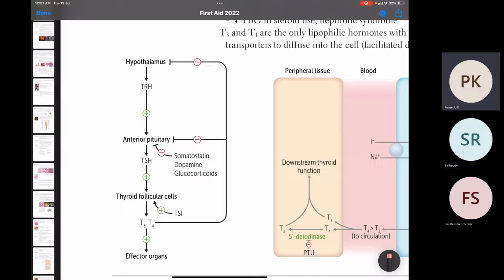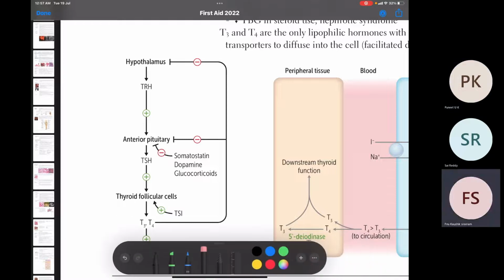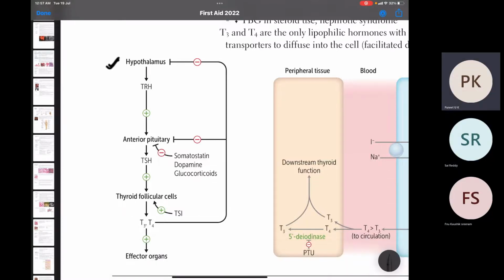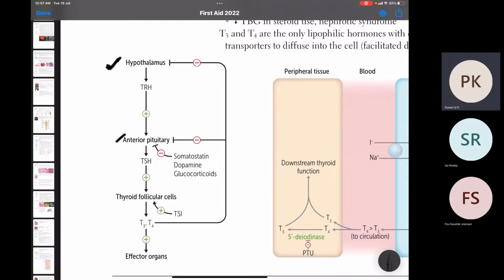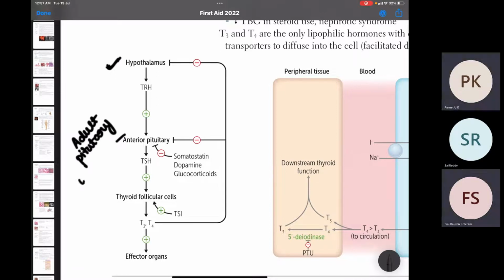Now my question is: basically the thyroid hormone synthesis begins at the hypothalamus. So the hypothalamus is what is responsible for thyroid hormone synthesis, right? Which stimulates the anterior pituitary. Till here is fine. Now my question is: suppose a patient has adult pituitary insufficiency. Will he be hypothyroid?